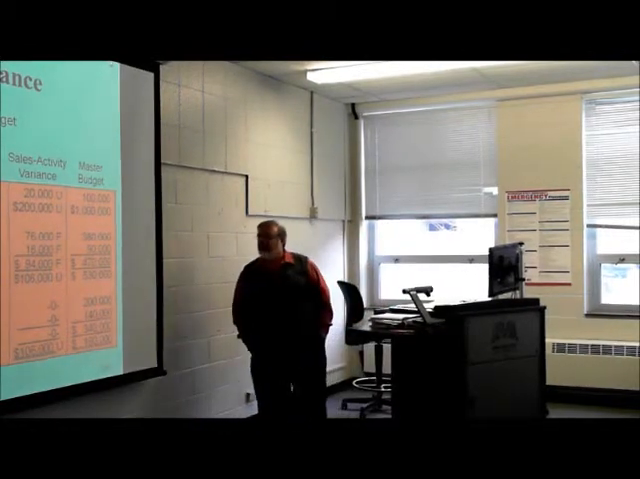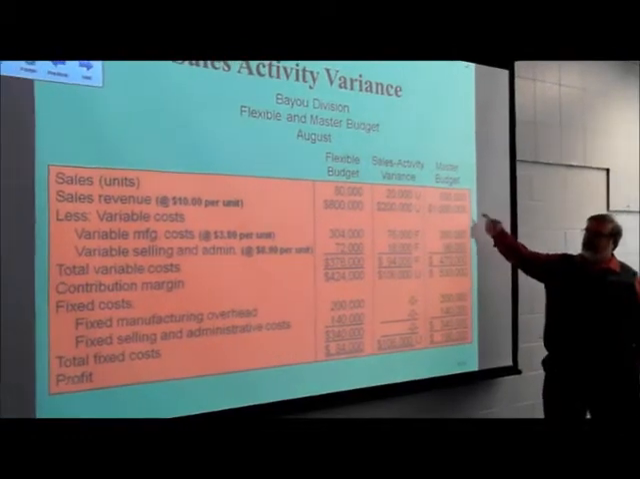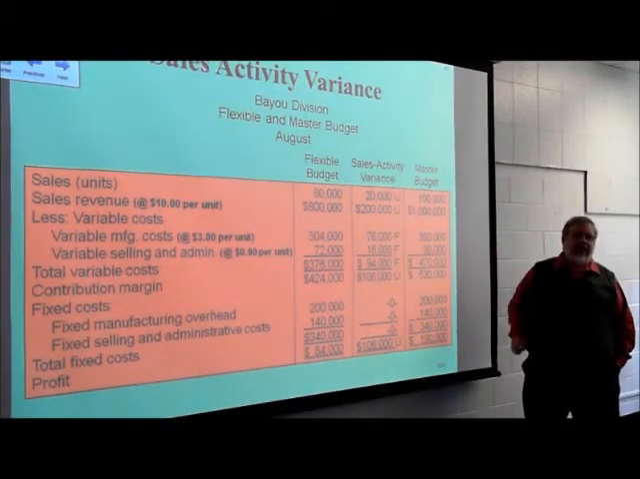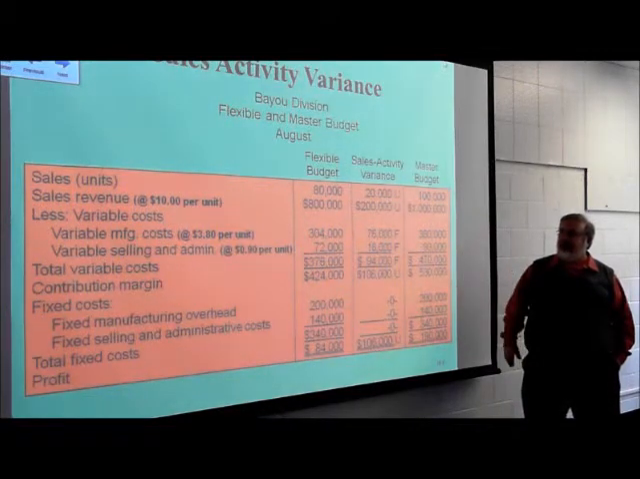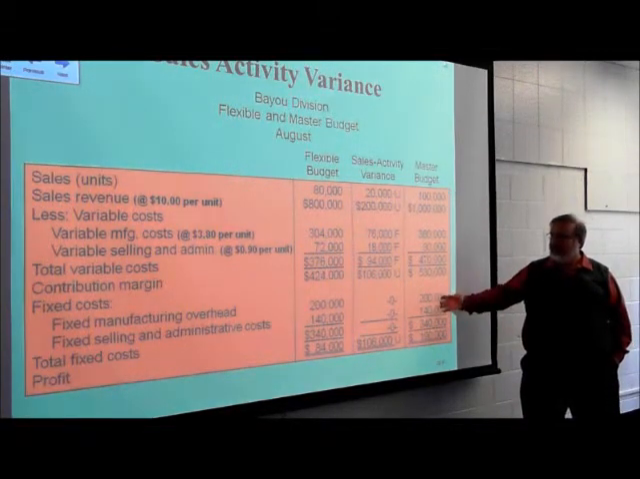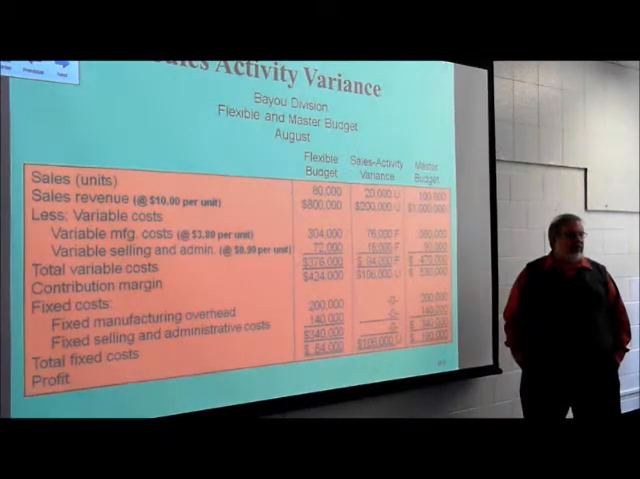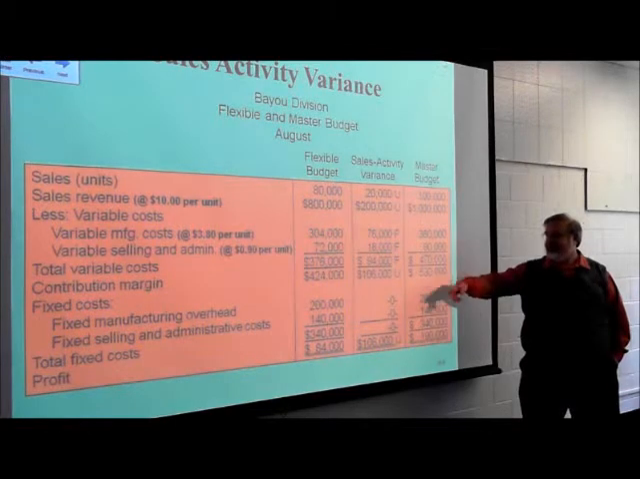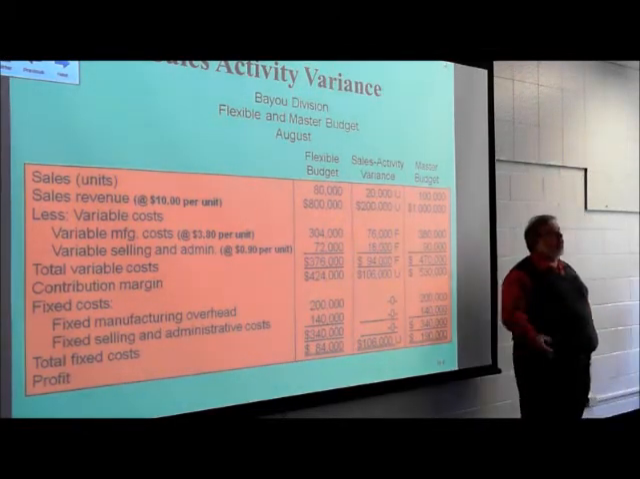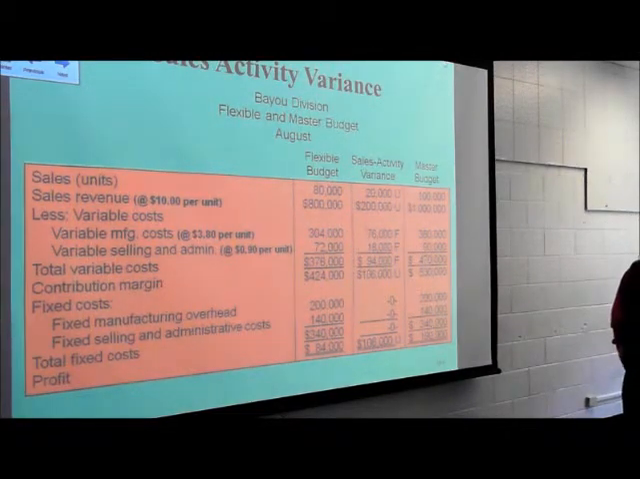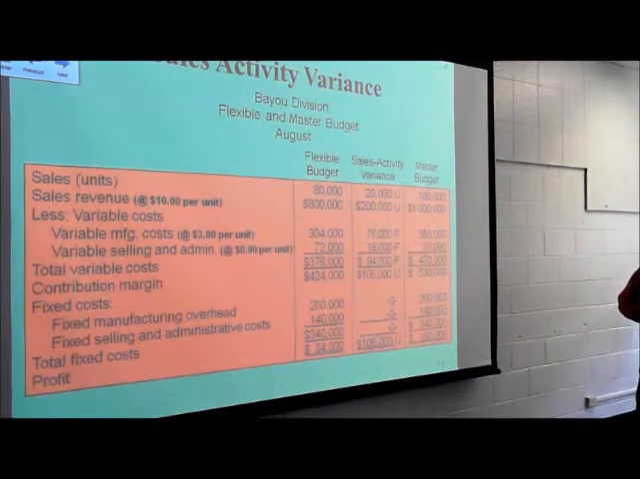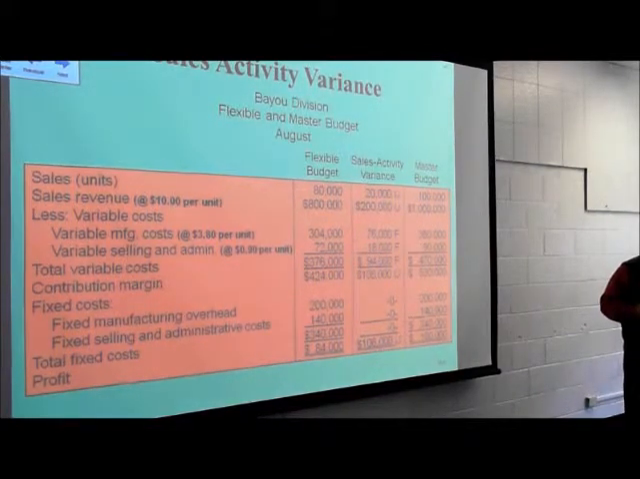Now notice what we've done here. We said our sales price was $10 a unit, so if we sold 80,000, then our flexible budget should have sales of $800,000. Variable manufacturing costs at $3.80 and 90 cents for selling and administrative. We get those numbers. Notice again, your fixed cost should be zero variances. By definition, fixed cost does not change with level of activity. So now we have overall profit of $106,000, but we've got a little bit more accurate yardstick to measure actual results with.